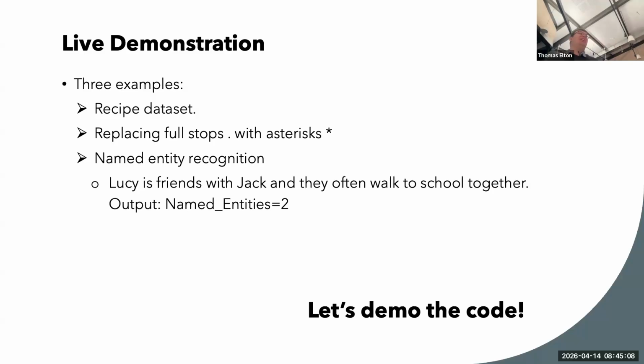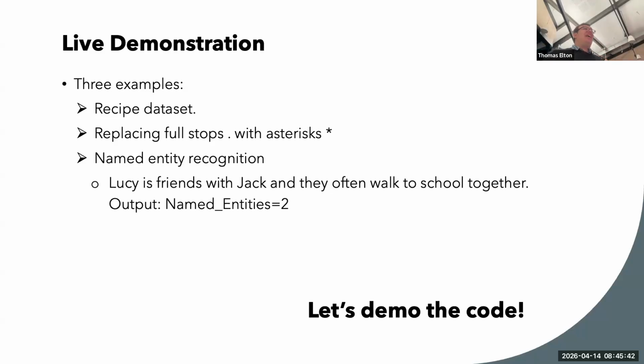The third example is where we want to do this thing called named entity recognition. This is a classic natural language processing problem. And this is where you have a sentence. So, Lucy is friends with Jack, and they often walk to school together. And you want the model to say how many named entities. The named entities in this sentence are Lucy and Jack, because Lucy and Jack are entities. They're people, but they're also named. They have names. So we want the model to predict two because there's two names here, Lucy and Jack.